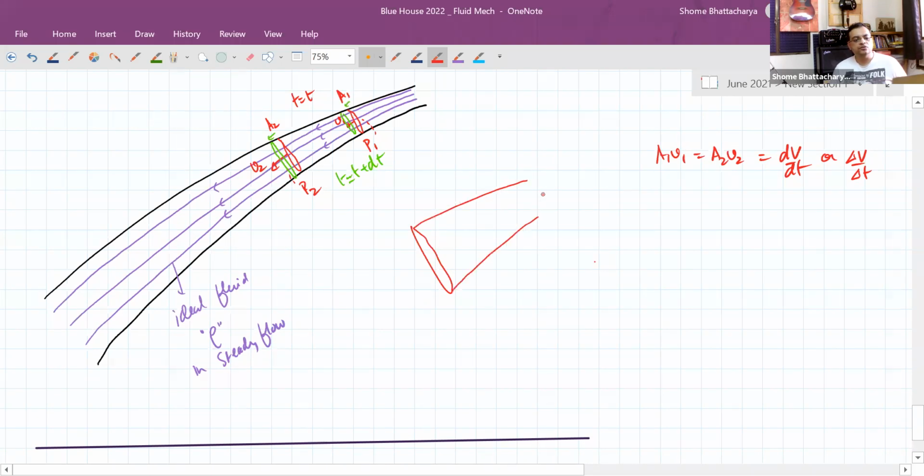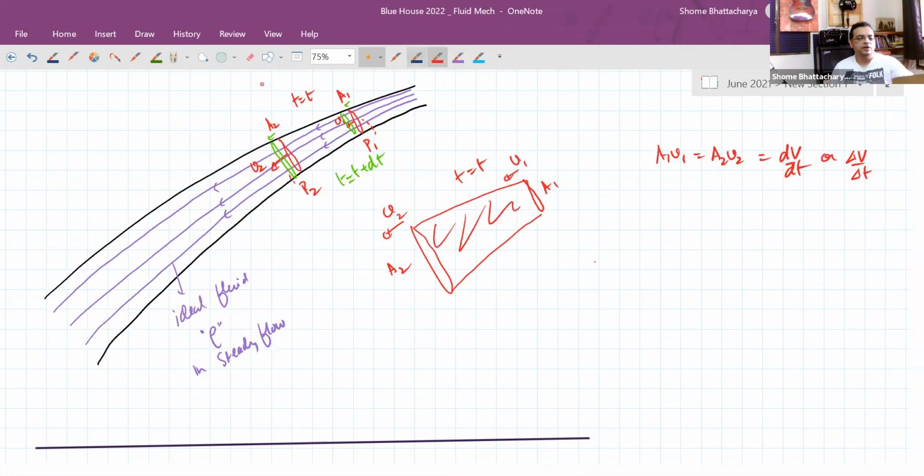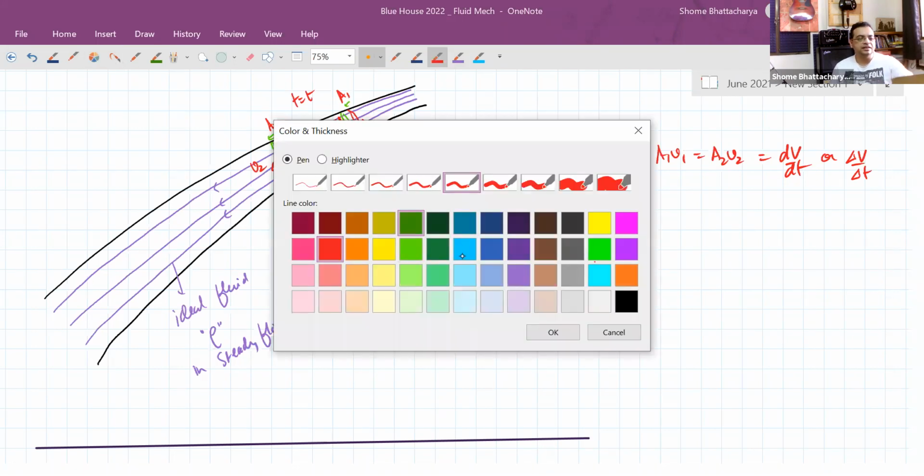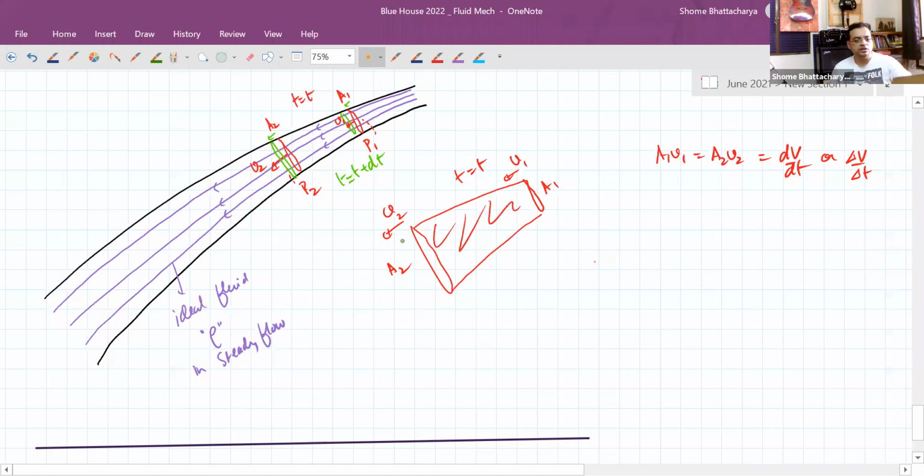So this is how a certain volume of fluid is looking at the instant t equal to t. With this boundary moving at speed v2, this moving at speed v1, this cross-sectional area A1, this cross-sectional area A2. But an instant later, a very short interval of time dt later, this boundary has moved, and also it has expanded a bit, of course, because the shape is changing. Something like this is happening. Okay, so this is how it's looking at t plus dt.